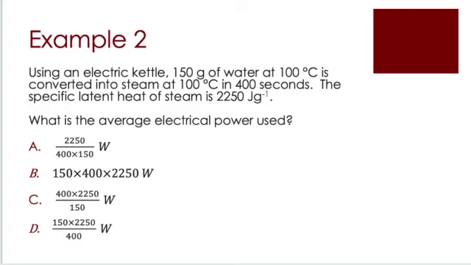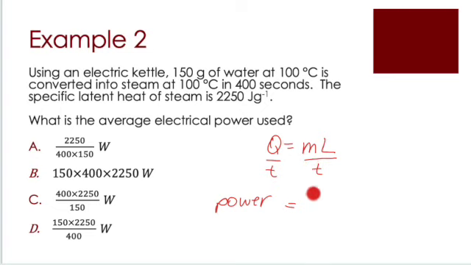Using an electric kettle, we have 150 grams of water at 100 degrees Celsius converted to steam in 400 seconds, and it gives us a specific latent heat of steam. What is the average electric power used? So let's start off with our equation for latent heat, Q equals mL. Now since I need power, that is energy over time, so over here I'm going to need over time as well. So my mass will be the mass of water.